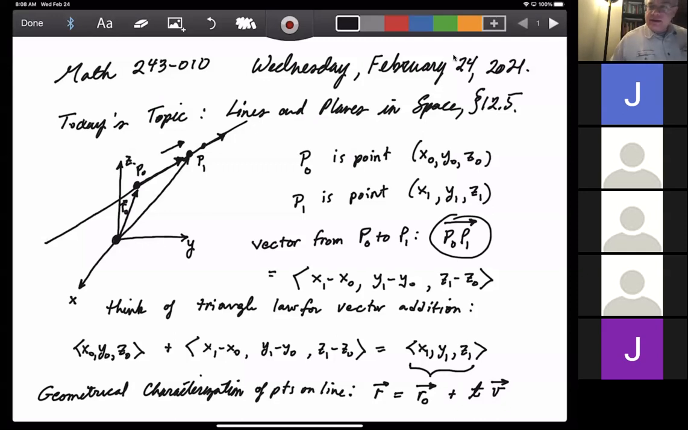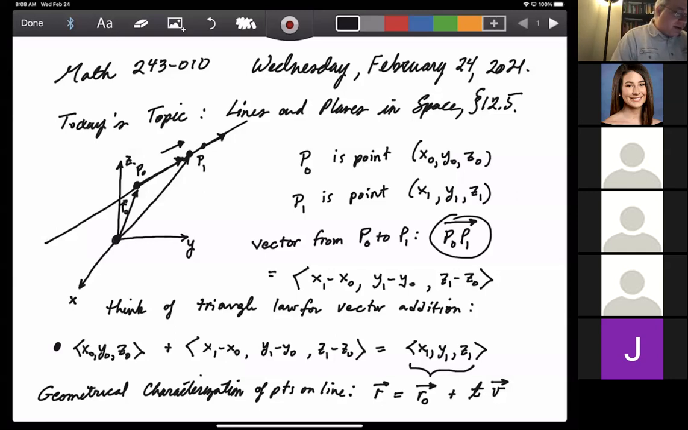Does everyone... Why did you add the P0? So Katie, could you expand on your question? In the line second to the bottom, you had the vector from P0 to P1 down there. I understand that, but why did you add the P0 right there? Why did I add those two vectors?